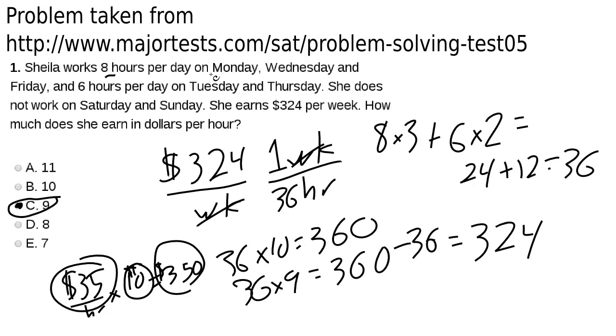8 hours, 1, 2, 3 days, that's 24. 6 hours, 1, 2 days, that's 12. 24 and 12, 36. Yeah, everything seems to be checking out. I'm going to be happy that I've got 9 and move on.